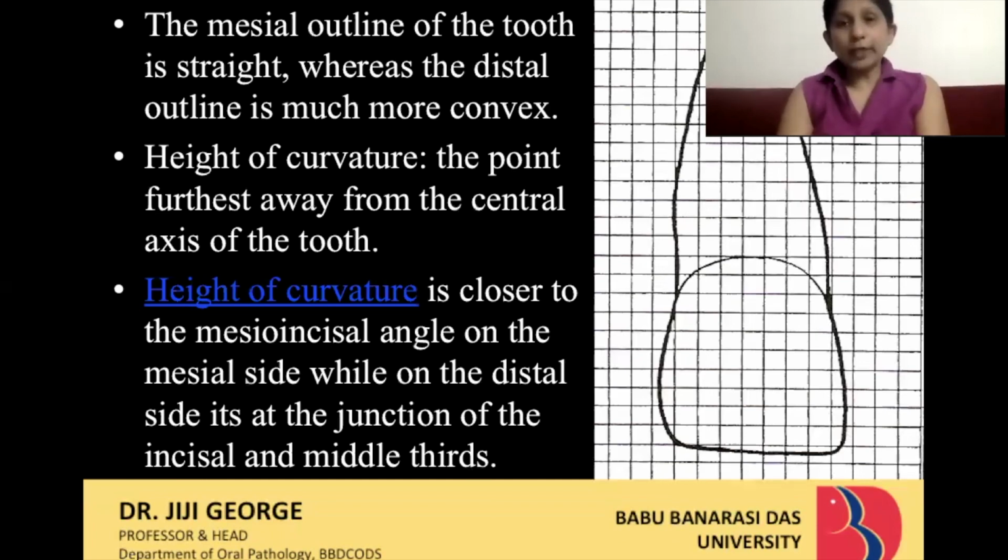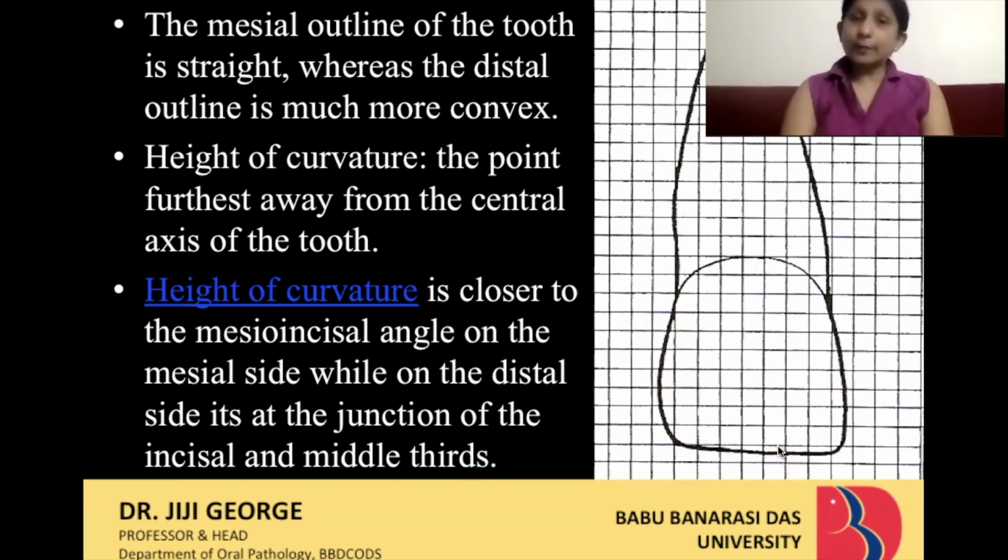Now coming on to each outline, like I explained the cervical outline and the incisal outline. I said the cervical outline has a semicircular nature with the convexity of the semicircle towards the root apex. And the incisal edge or the incisal ridge is basically a straight line seen in the incisal third.